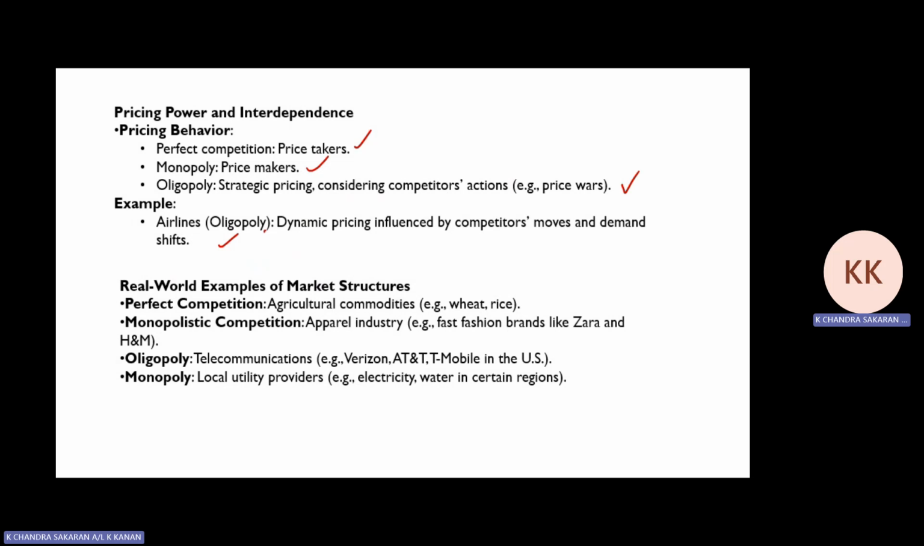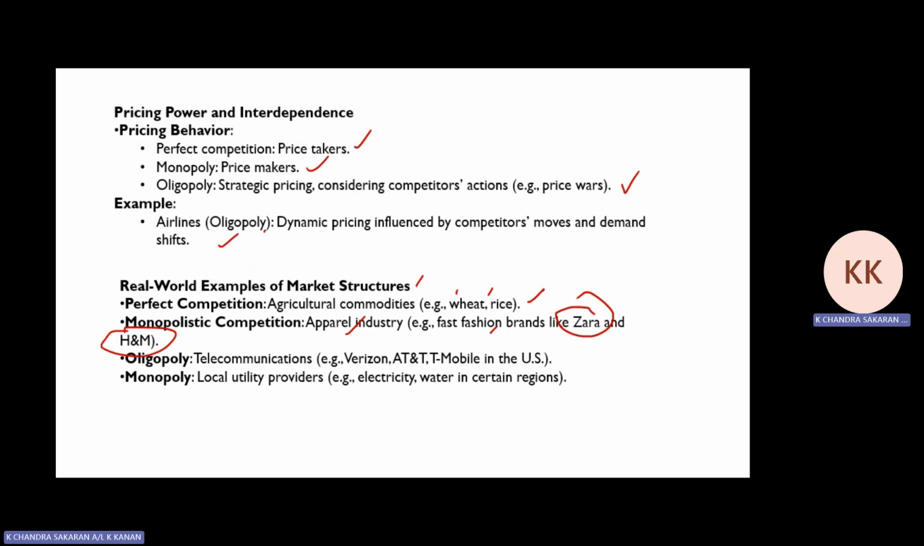Okay, then provide some real-world examples of your market structure. Perfect competition is normally agriculture-related, like the wheat market or rice market. Monopolistic competition, for example, is the apparel or textile industry, with brand designs like Zara and H&M. I think you know these products, correct? There are competitors. They sell similar products, not the same product. They have different designs for the different needs of their customers.